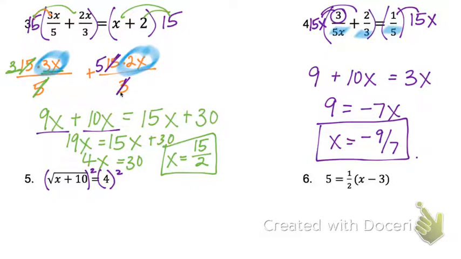When I square this, it just becomes what on the left? X plus 10. Because the square root just goes away. Squaring a square root just means it goes away. So I'm just left with the stuff on the inside. I did the wrong thing. It's okay, David. X equals 6. So x equals 6.